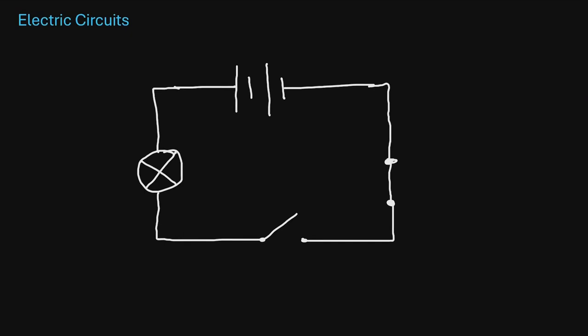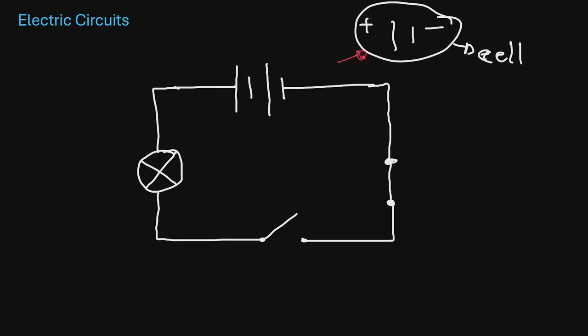Electric circuits. In electric circuits, we need to understand the instruments that we use. We know that this thing here is a battery, and a battery consists of cells. If you just have two terminals, a positive one and a negative one, a longer terminal is positive, a shorter one is negative. If you only have two of them, this is going to be called a cell. If you start to have more than one cell, we call this a battery.